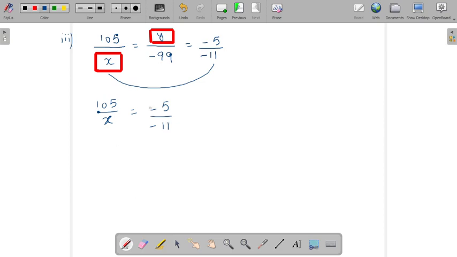What should be next step? Cross multiply. Always in such type of question you have to cross multiply. So minus 11 multiply 105. So x will be minus 11 into 105 और ये minus 5 क्या होगा? This minus 5 it will go in the denominator.